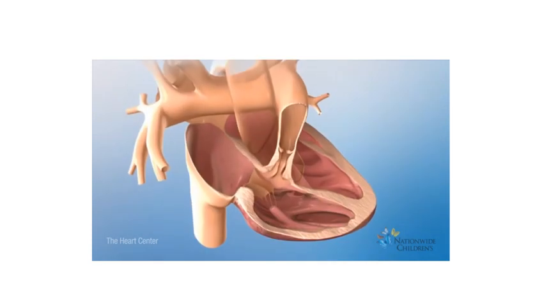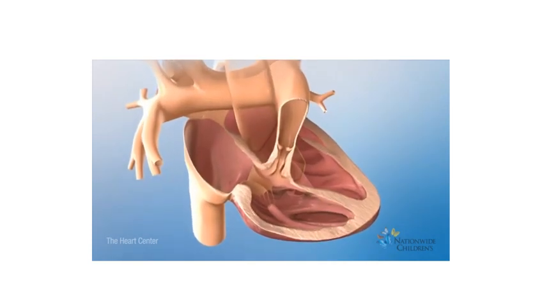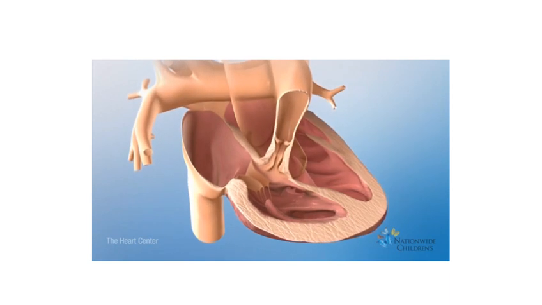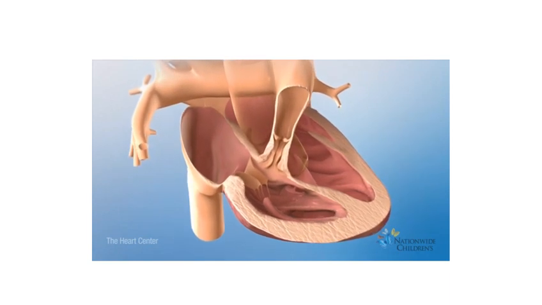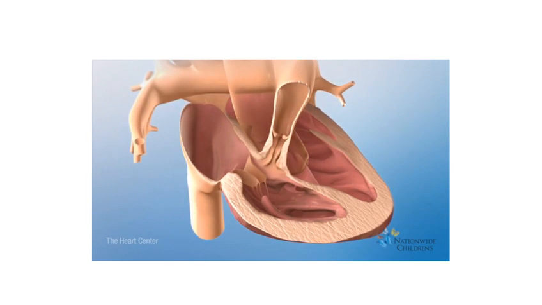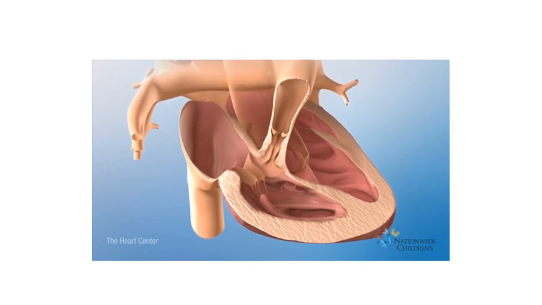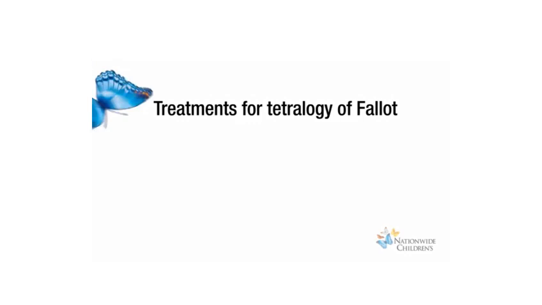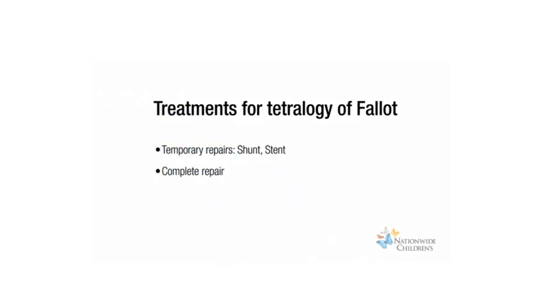Right ventricular hypertrophy means the wall of the right ventricle is thicker than normal. This happens because the right ventricle has to work harder to pump blood through the narrowed pulmonary valve. Treatment for tetralogy of Fallot may include temporary and complete surgical repair procedures.